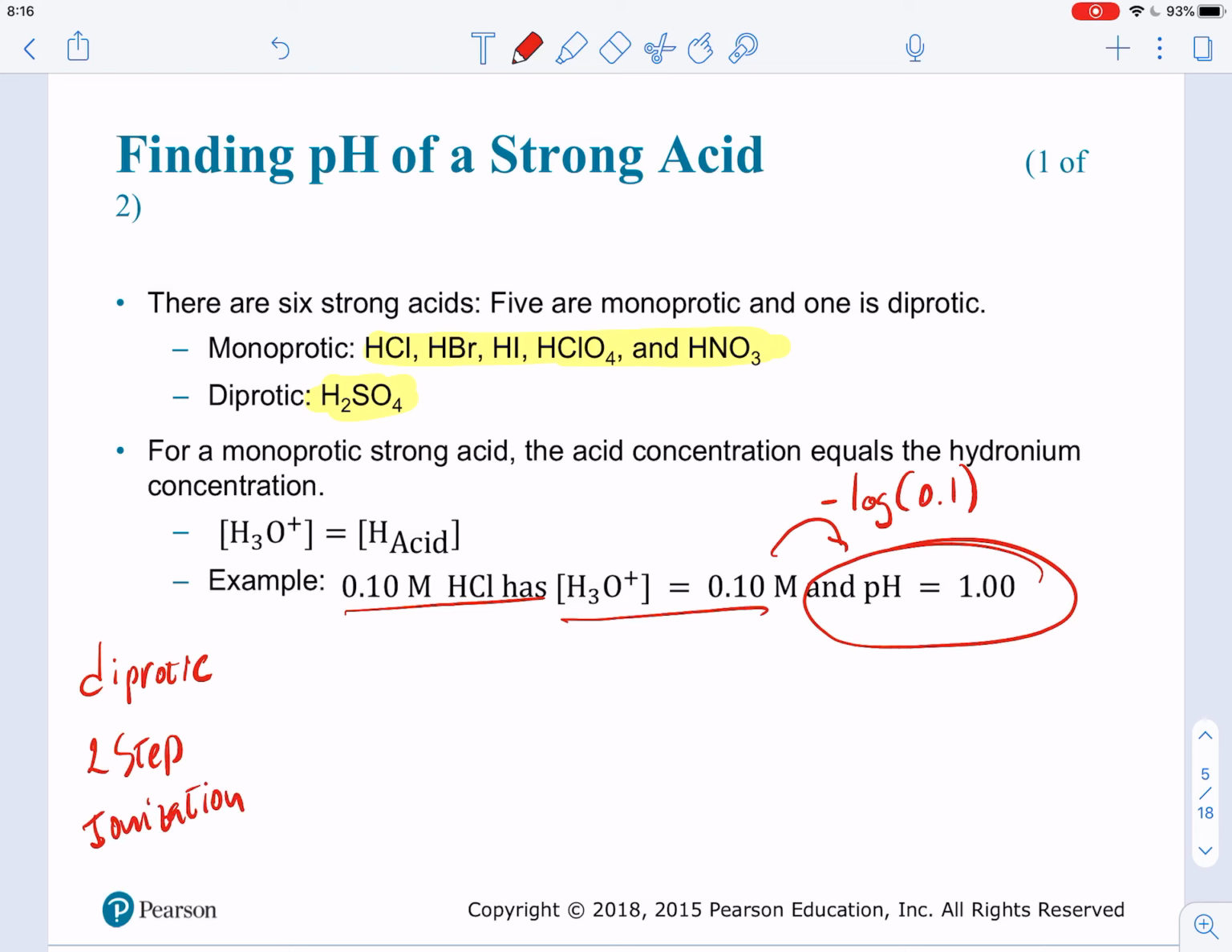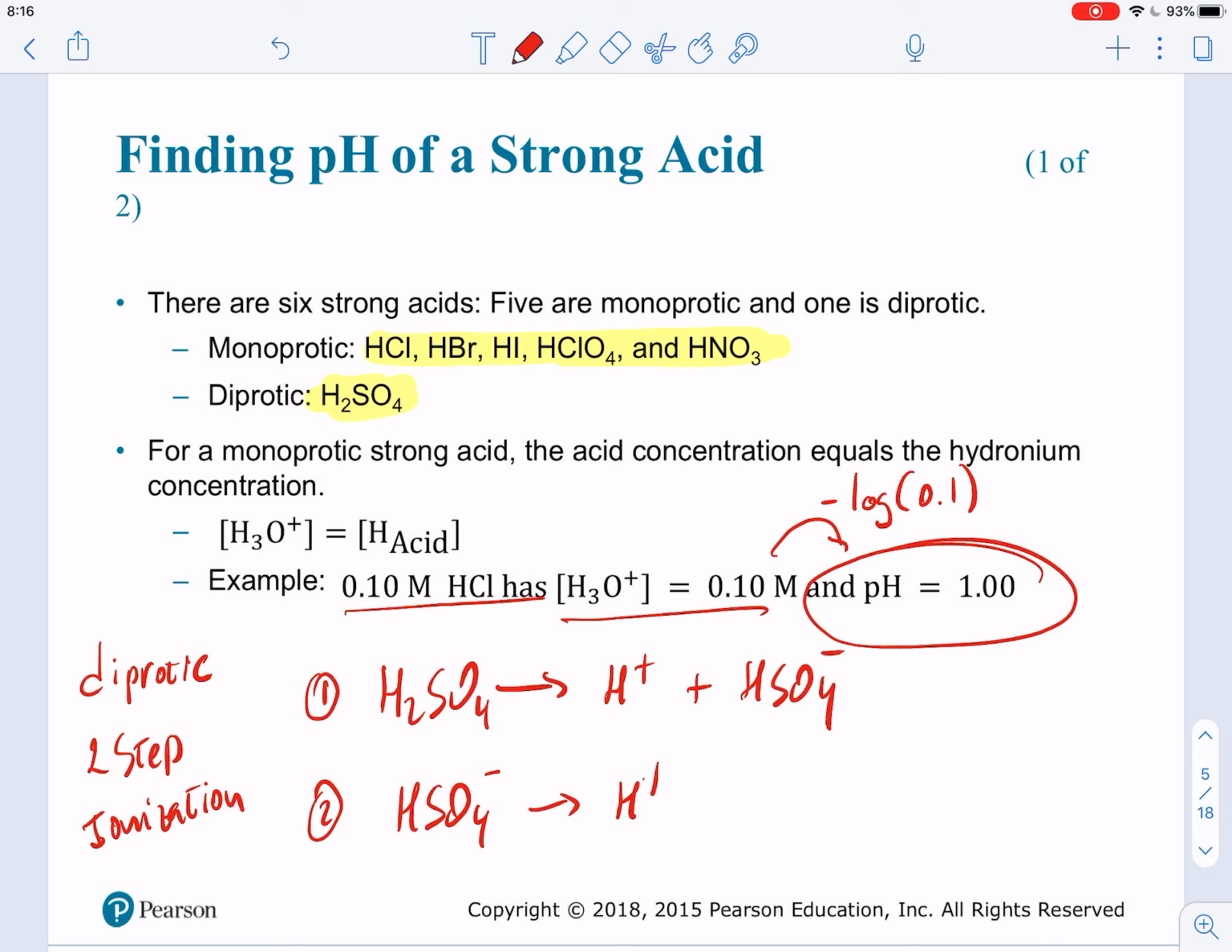Okay. So for example, for sulfuric acid, the first step is H2SO4 goes to H plus plus HSO4 minus. This is step 1, and step 2 is HSO4 minus goes to H plus plus SO4 2 minus. Every single acid, if you have more than one acidic proton, more than one acidic hydrogen, you always write the ionizations in steps.